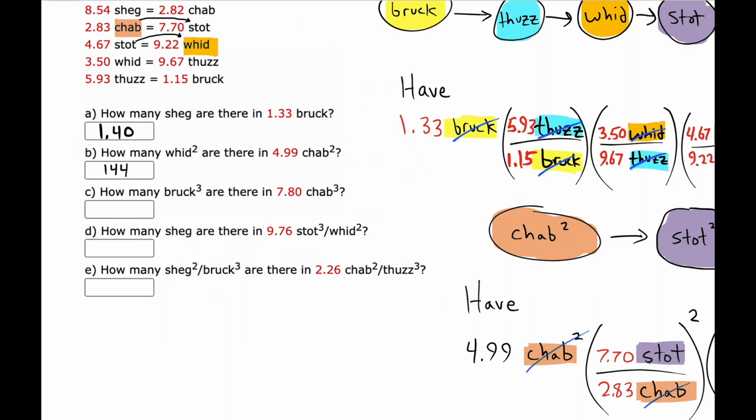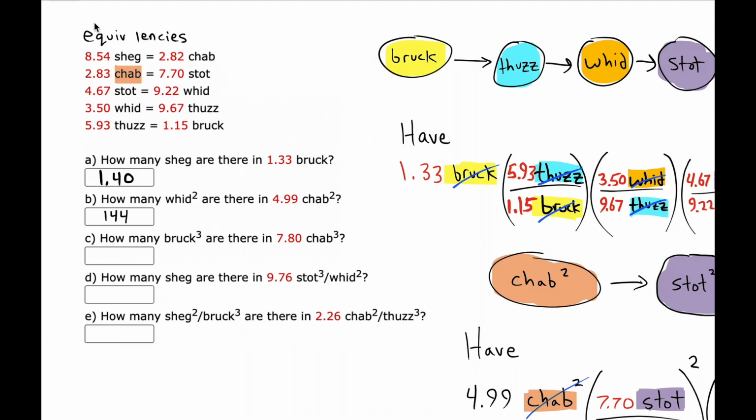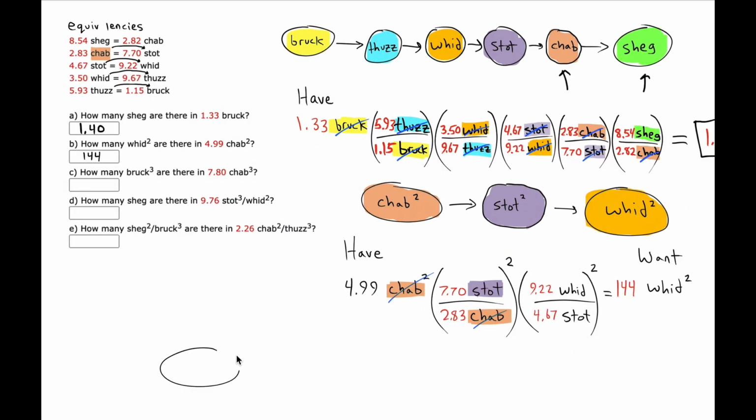Next, we're asked to convert 7.8 chab cubed to bruck cubed. This is going to be similar to the one I just did. However, this time we have to go a little bit farther. We can go from chab cubed to stat cubed, and then stat cubed to wid cubed to thus cubed, and then finally thus cubed to bruck cubed. It's going to require 4 conversion factors.